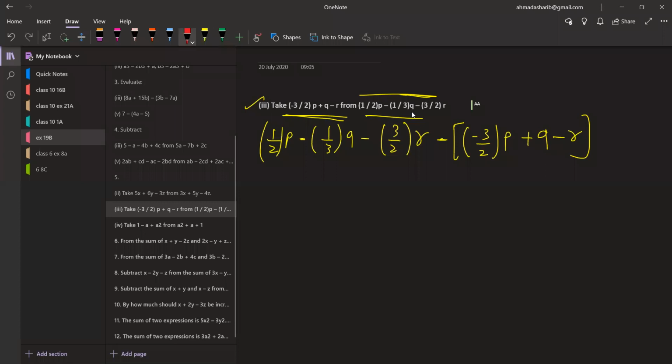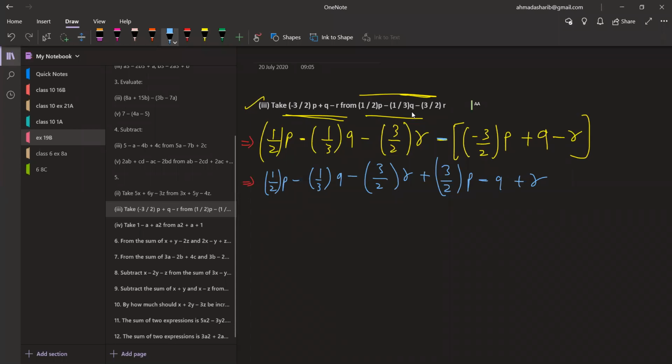Now, maybe you will say, sir, this is so long and this is looking so dangerous. It's not so dangerous. Try to solve it. It's not so difficult. 1 upon 2p you will write as it is. Minus 1 upon 3q, write as it is. 3 upon 2r, write as it is. Now because of this minus it will become plus. Plus 3 upon 2 p, plus negative, then this positive sign will become negative. Okay, so negative q and plus r.